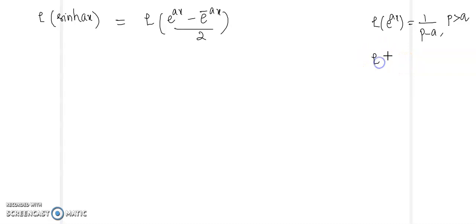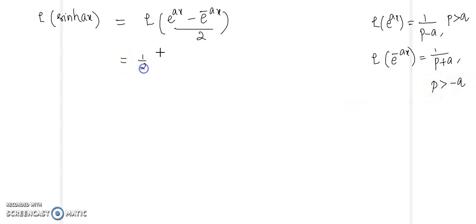And in the same way, when you take L of e raised to minus ax, you will get 1 by p plus a, where p must be greater than minus a. So these are the two conditions for your integral to be convergent.